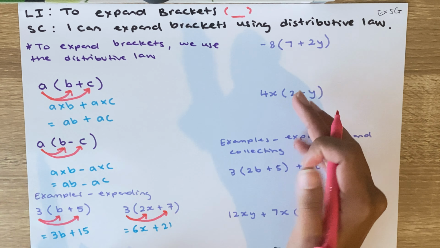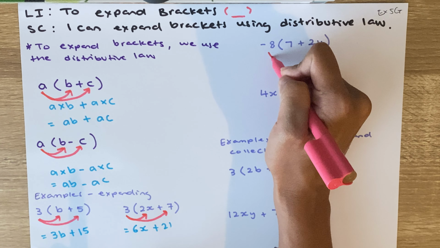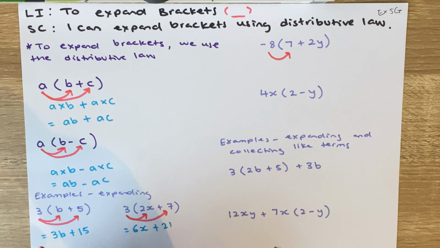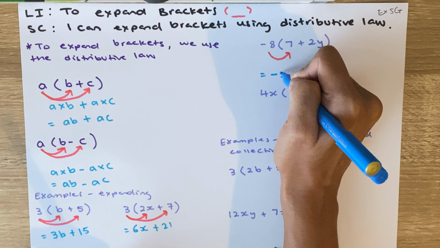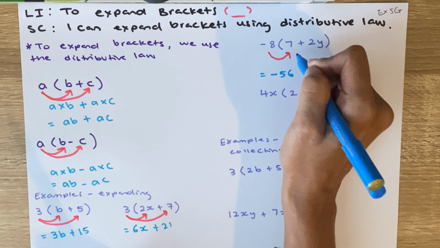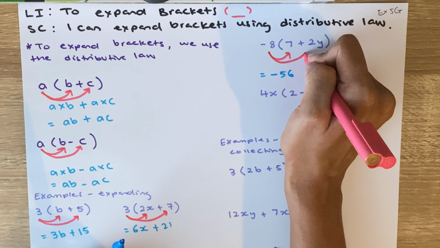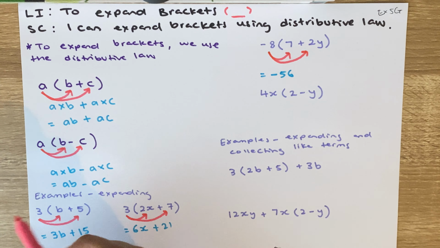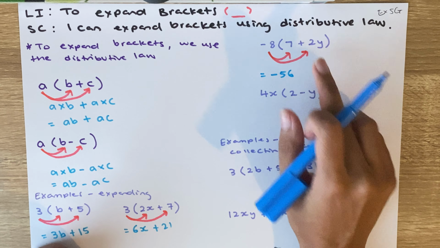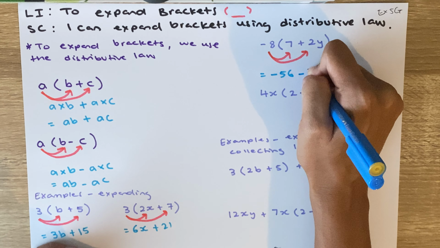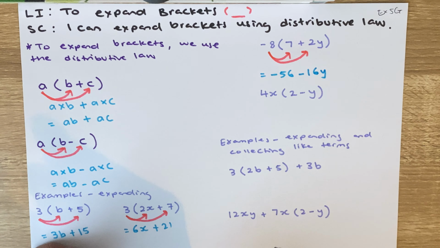All right, let's work through these ones. This one here has a negative symbol. So we're going to do negative 8 times 7. Negative 8 times 7 is negative 56, because a negative times by a positive is a negative number. And then we're going to do negative 8 times by positive 2y. So negative 8 times 2 is going to be negative 16. And we've got a y there, so it's going to be negative 16y.